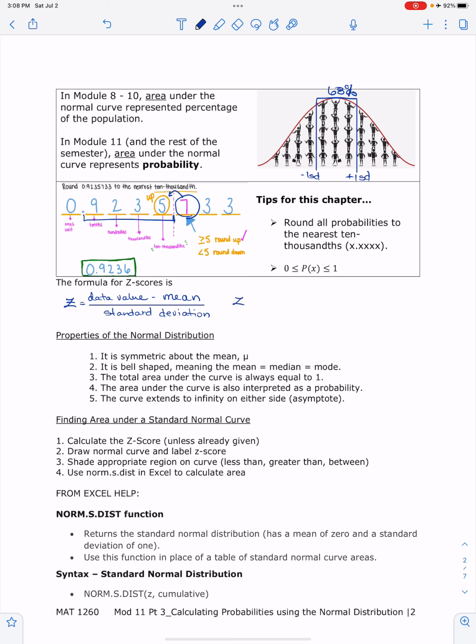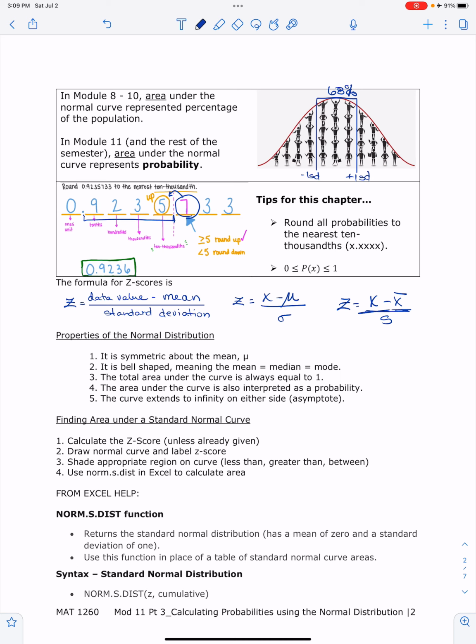Which means if we are talking in terms of populations, you may see it like this: data value minus the mean all over the standard deviation. If we are talking about samples, we will see it like this. Again, same computation in different situations.